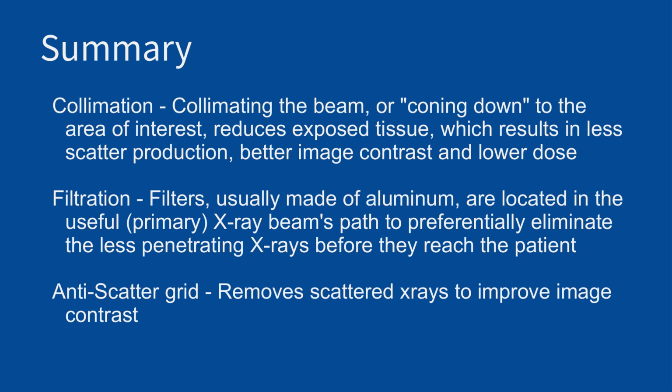We have filtration. These filters are usually made of aluminum, sometimes copper, sometimes other materials, and they're located in the path of the primary X-ray beam. And the job of the filter is to remove the lower energy X-rays and really create a more uniform X-ray energy beam. Again, lower energy X-rays are not really of interest to us in image generation. They get absorbed in the tissues, so they generate patient dose, but we don't need them for imaging. So if we can filter out as many as possible, we'll get a higher quality image with lower dose for the patient.